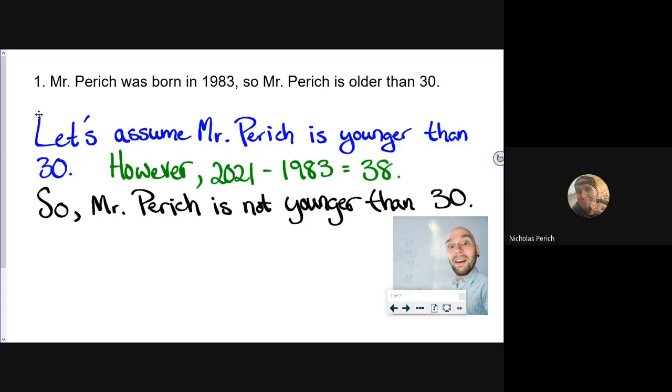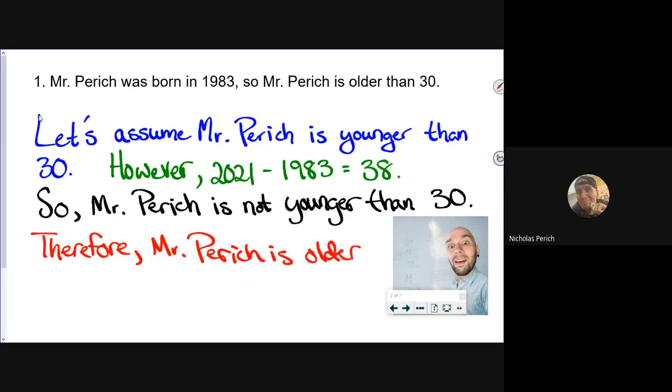And I always like to use, this is one of my favorite math words. You ready? Therefore, Mr. Perich is older than 30. Those of you writing it down, I'll give you a minute to play catch up. Then I'll explain. I'll sit here for about a minute, give you guys a minute to digest it, and then we'll explain what I did.